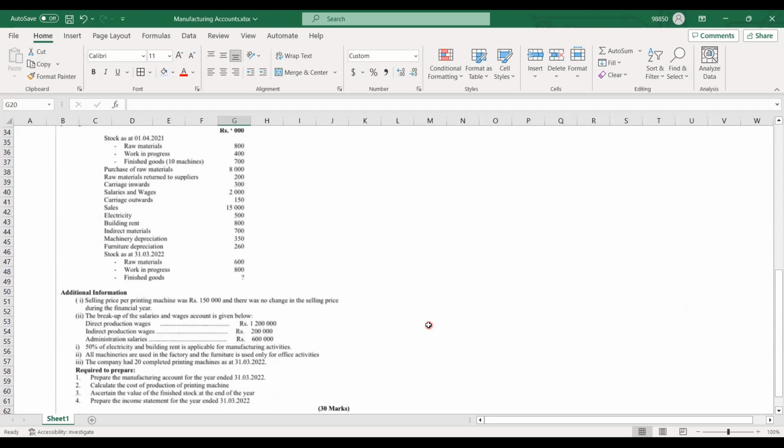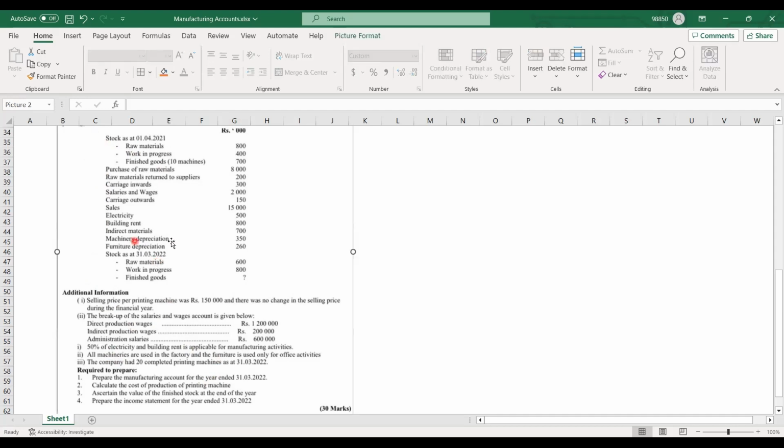And then you have, right, all machineries are used in the factory and all furniture is used only for office activities. So machinery is for the factory manufacturing account, furniture is for the office income statement. Now the only expense we normally have with machinery and furniture is depreciation, right? So you can casually check if there is, for example, machinery maintenance, because that would also be for the manufacturing account. Or if there's furniture repair or something like that, you have to be careful there as well. So here, there are no extra costs or expenses for machinery and furniture except for depreciation.